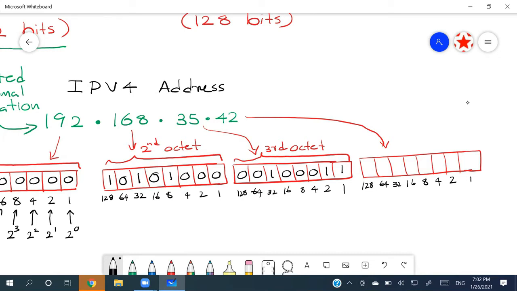So 42 is made out of 32 plus 10. 10 means 8 plus 2. So here comes the 42, which is called the fourth octet.